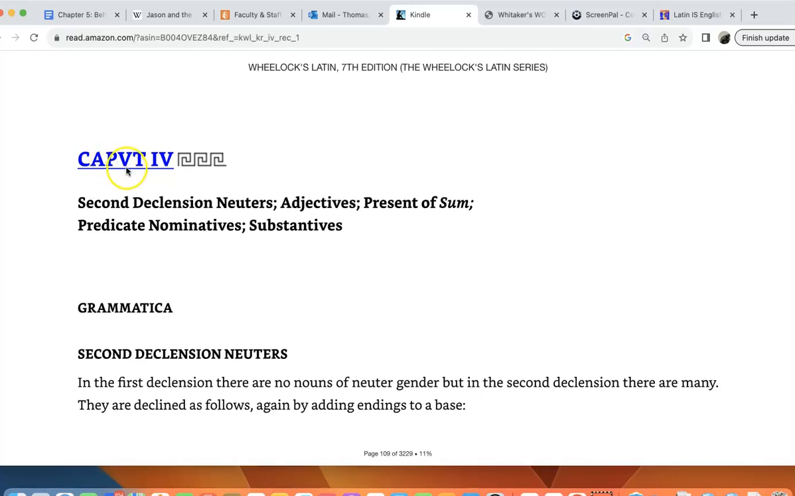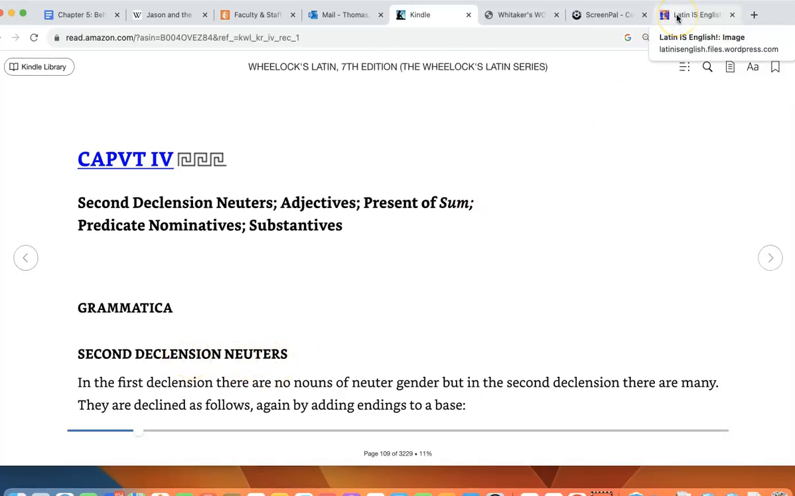And we have Caput Quatuor, Chapter 4. Topics to be covered are second declension neuters, adjectives, present of sum, predicate nominative, and substantives. Let's start off with the first topic, second declension neuters.